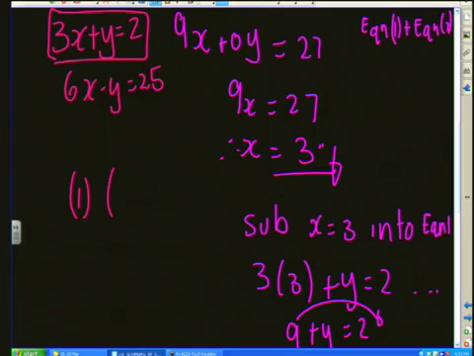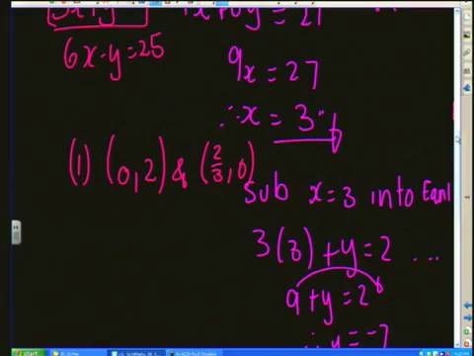I get my y-intercept there. If I say x is equal to 0, I get my y-intercept is 2. And to get the x-intercept, I say y is equal to 0, and I get x is equal to 2/3. Guys, I am going over it very quickly, but as I said, please don't worry about it because it's really just revision from grade 9, and you will go over this again in detail.